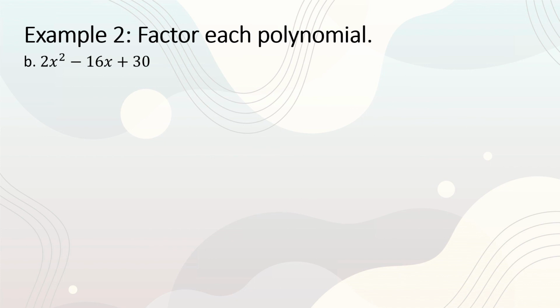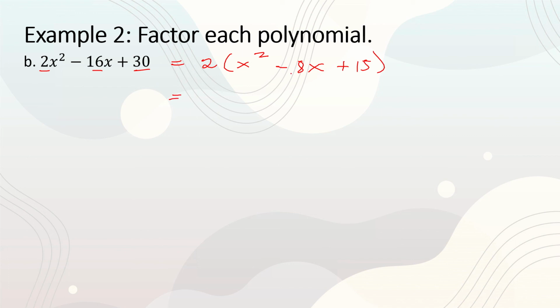Okay, let's have example B. First, find the GCF. The GCF here is 2. So factor out the 2. What will be left is just, in our first term, x squared. In our 16 divided by 2, since we factor out the 2, that would become negative 8, then x. Last term, wala naman siyang x, kaya hindi natin finactor out si x. So 30 divided by 2 is 15.